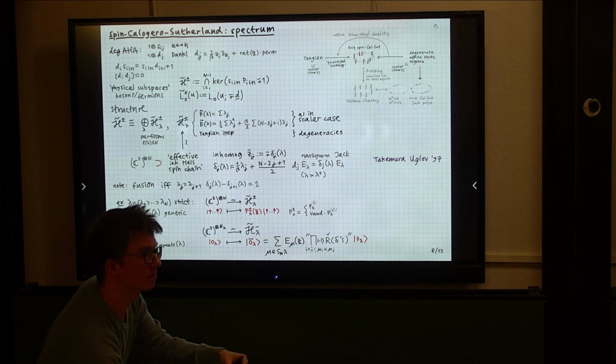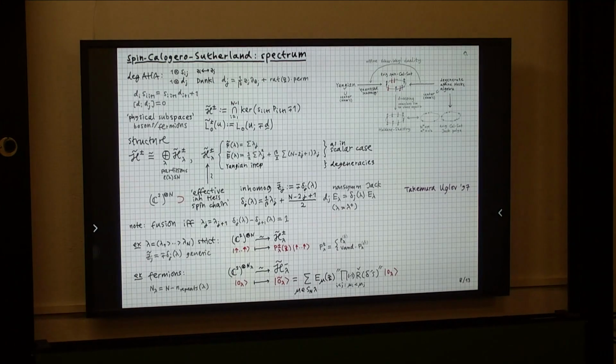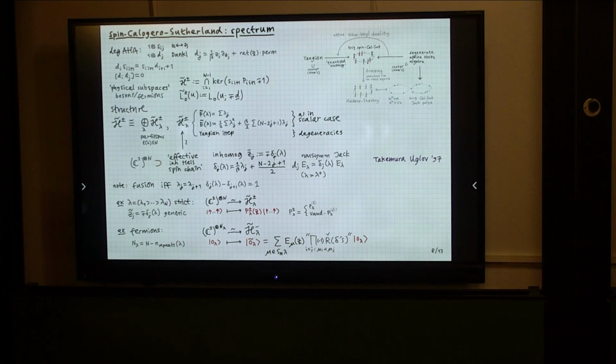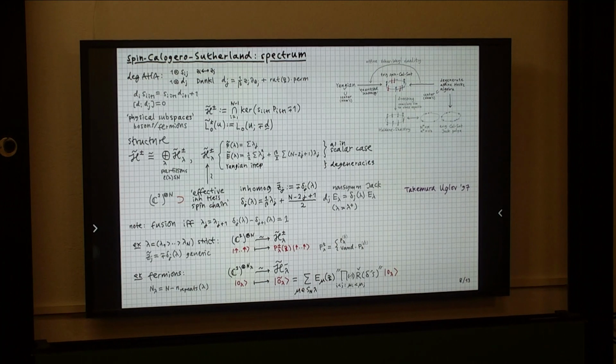To summarize this part, it establishes an isomorphism between, on the one hand, the usual spin chain with some values of inhomogeneity, and on the other hand, the spin Calogero Sutherland model in some fixed sector. So it has a lot of density spin, but also coordinates of particles. But it turns out you can map one to the other.